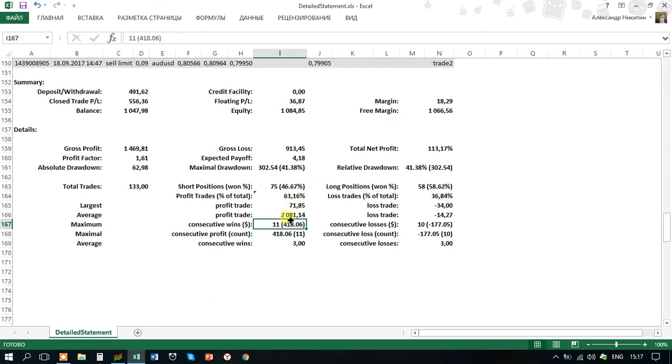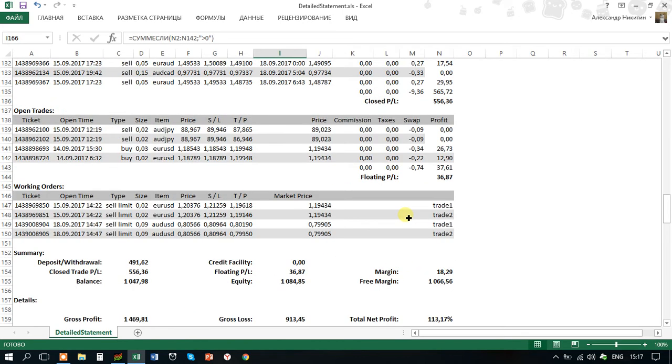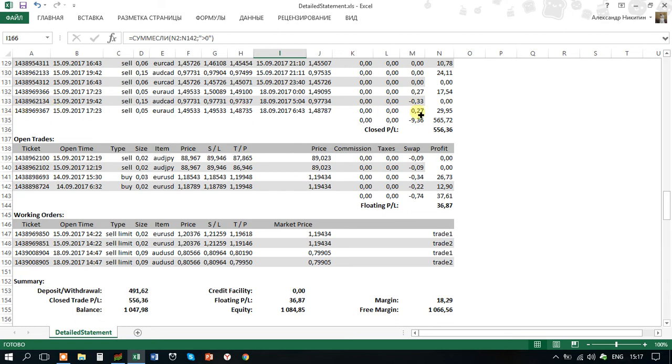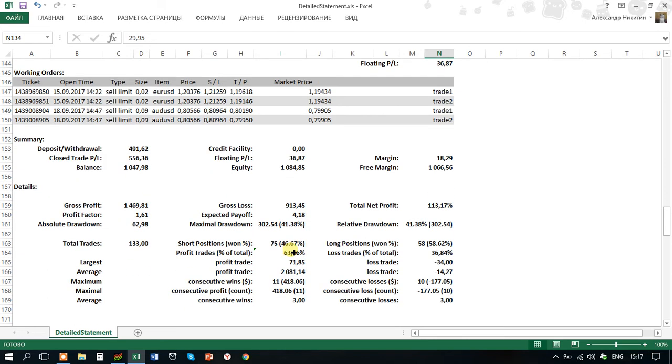How many do I have? 134, not 142, 134. Okay, and it should be divided by the number. So we first calculate the amount, we sum them together, and then we divide them by the count, the amount of them.